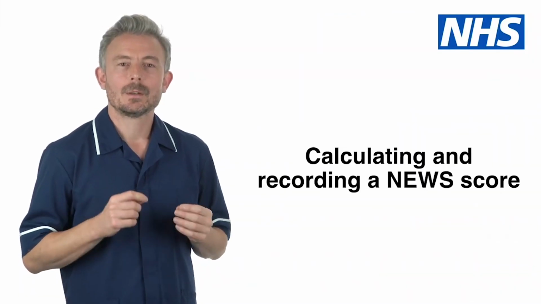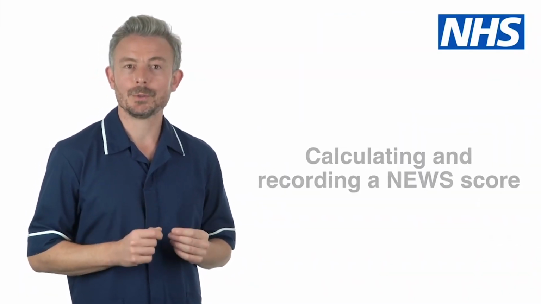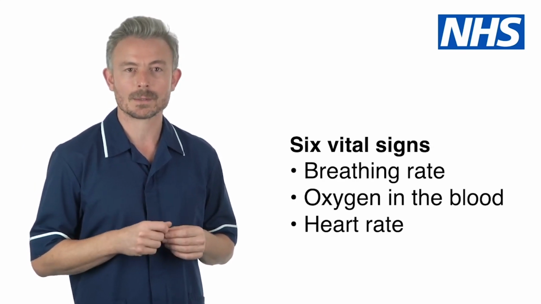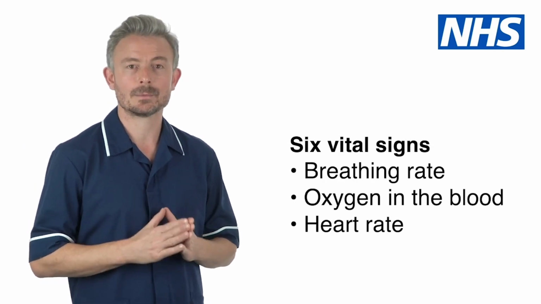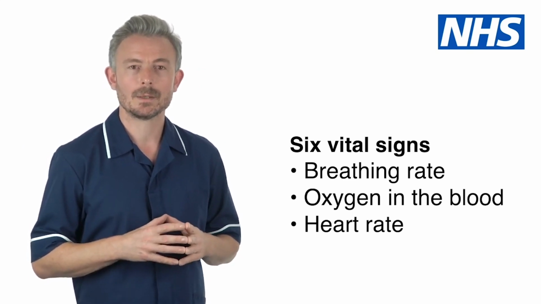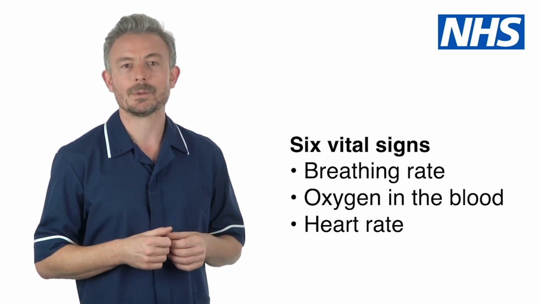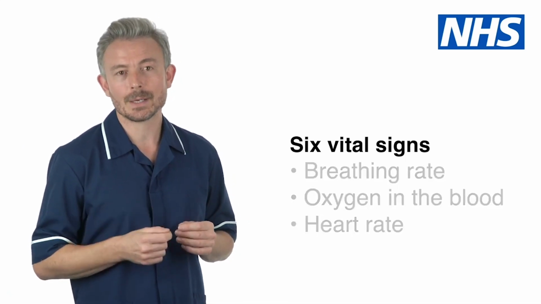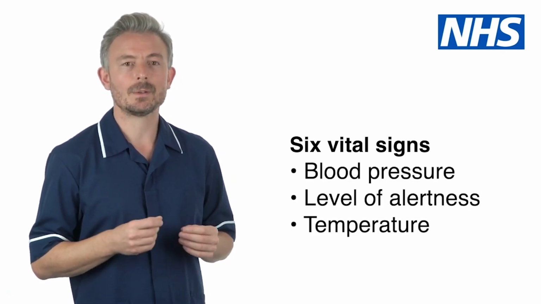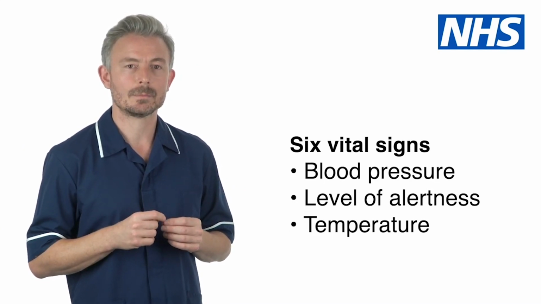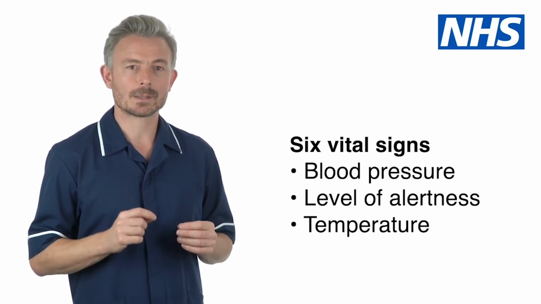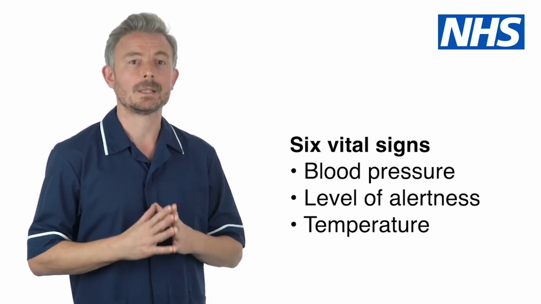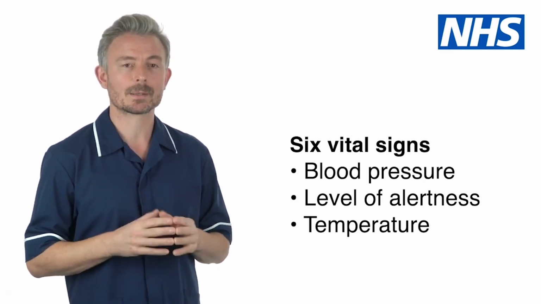Hello. The National Early Warning Score, or NEWS, is a number that can be calculated from 6 observations or vital signs. These are breathing rate, also known as respiratory rate, the level of oxygen in their blood, also known as oxygen saturation, heart rate, also known as pulse rate, blood pressure, level of alertness, and temperature. You must have all 6 vital signs to calculate a NEWS score. The total score is very accurate in predicting how unwell someone is.